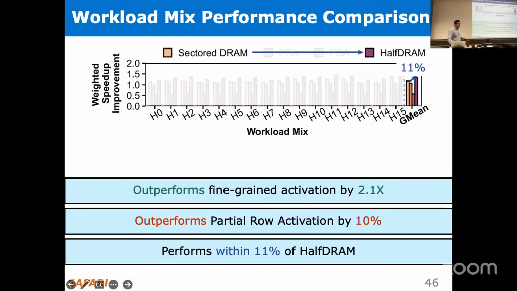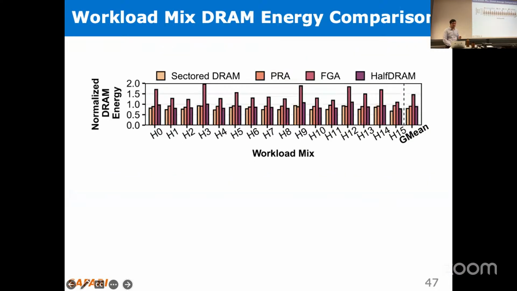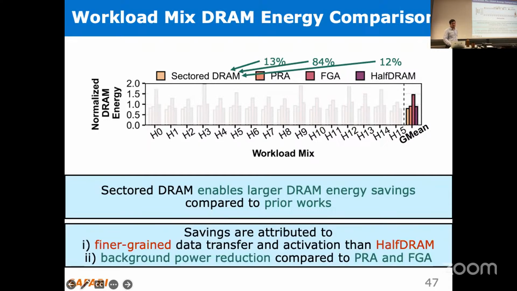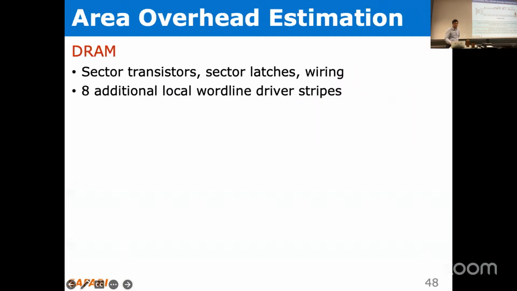Now, half DRAM is a bit unique. It still reduces activate power. It can benefit from a higher rate of activate commands, as sector DRAM does, but it doesn't suffer from additional sector misses or memory accesses. In contrast, sector DRAM provides more energy savings than all other prior work. It outperforms all 3 techniques because it enables finer-grained data transfer and activation than half DRAM, and reduces background energy consumption by reducing workload runtimes over fine-grained DRAM and partial row activation.